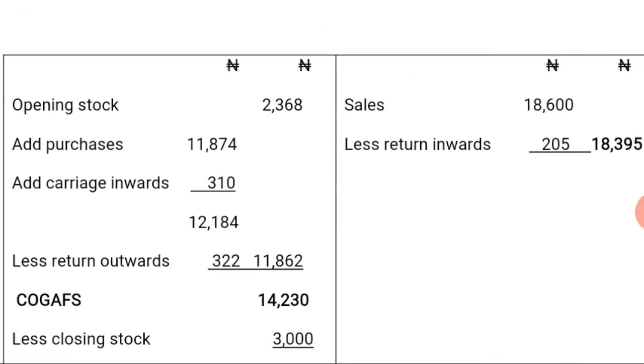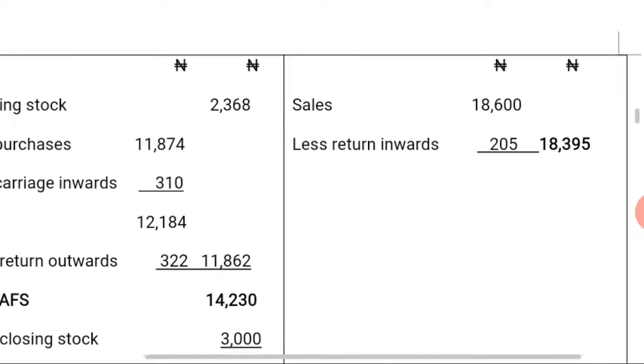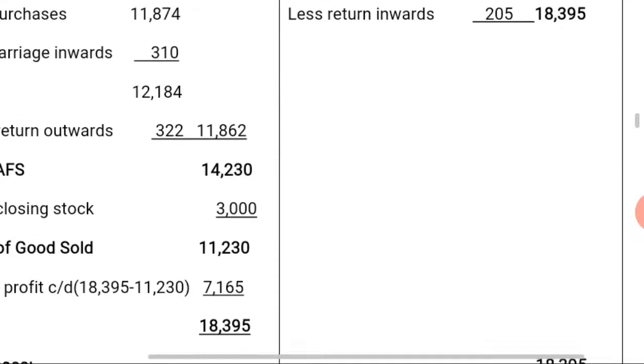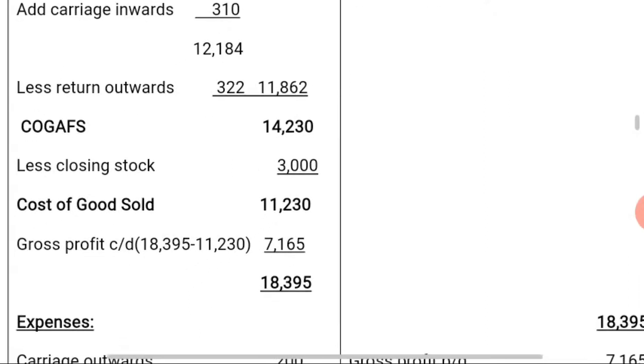Now let's move to the credit side, that is the sales side. Sales 18,600 Naira less return inward, which was 205 Naira. So deduct 205 Naira from 18,600 Naira, and you arrive at 18,395 Naira, which is the net sales. That 18,395 Naira, you now come back to the debit side.